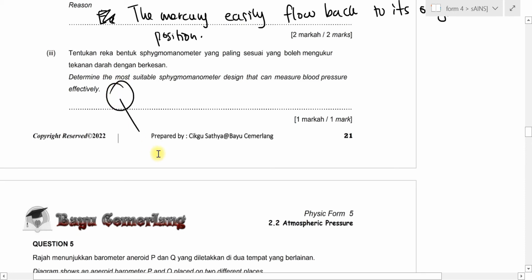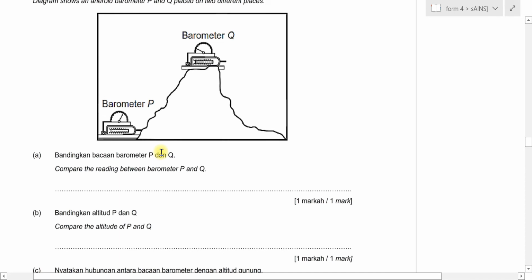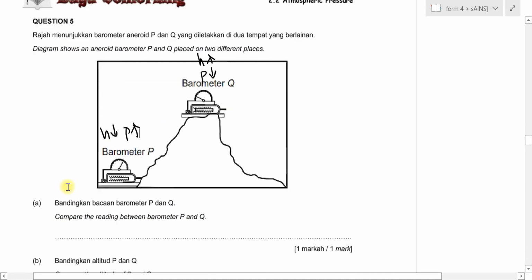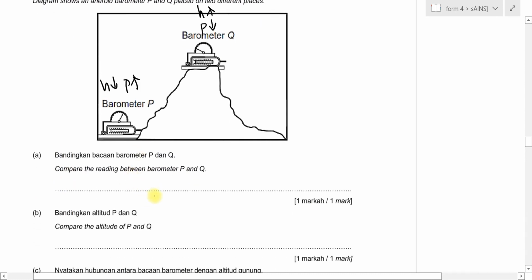Okay, next question. Question 5. Easy question. Diagram 5 shows an aneroid barometer placed at P and Q. Remember, when the altitude is higher, the pressure is lower. And when the altitude is lower, the pressure is higher, because there are more air molecules at the bottom compared to the top. You can also explain in terms of density, temperature, so many things. Compare the reading between barometer P and Q. You see the diagram and tell us. Of course P is higher, right?